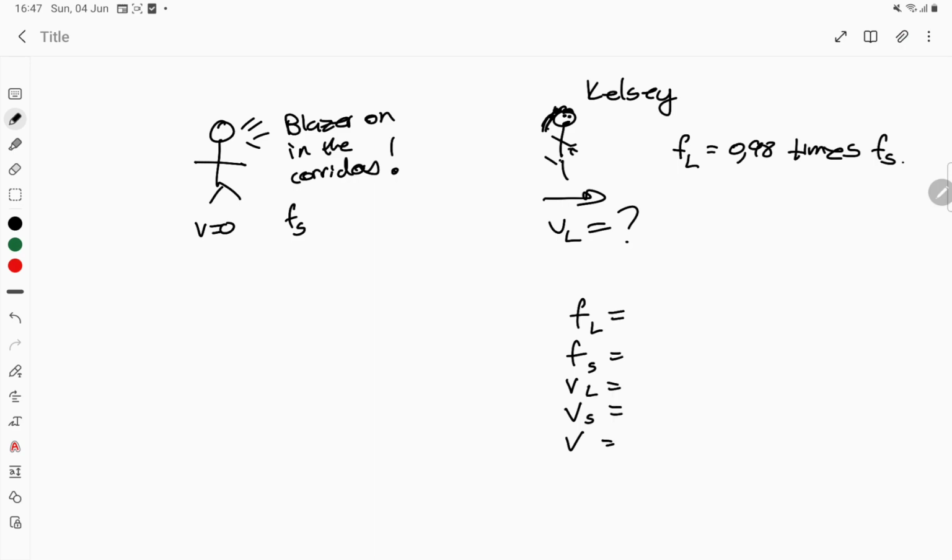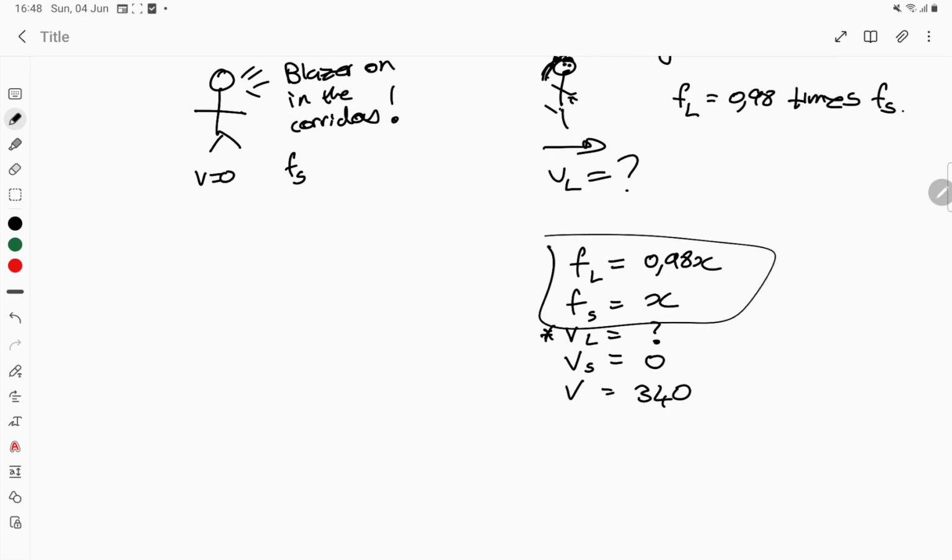Let's take a look. Let's start at the bottom here. We have 340 meters per second. That's our speed of sound. The velocity of the source is 0. The velocity of the listener, I keep saying learner, is unknown. That's actually what we want, right? The frequency of the source is unknown, but the frequency heard by the listener is 0.98 times that source. So why don't we make that x, and this then 0.98x.